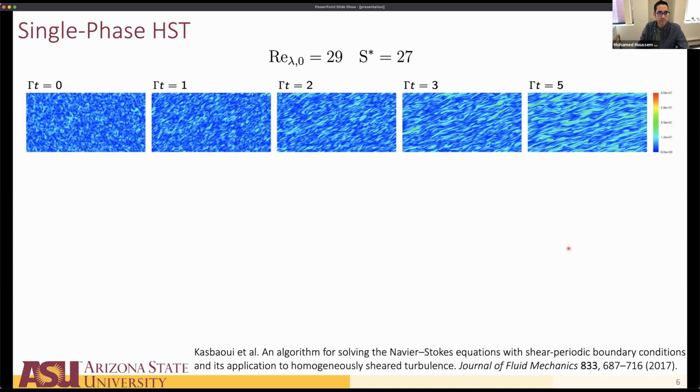So let me show you an example of what happens in a single phase homogeneously sheared turbulence. These are simulations at a starting Reynolds number of 21. Over the course of the simulation, this grows to about 200. The shear number is 27, which shows that this is a very strongly sheared turbulence, which does fall within the realm of rapid distortion theory and so on. Okay, so this is a cut in the vorticity magnitude field, showing you what happens at t equals 0.